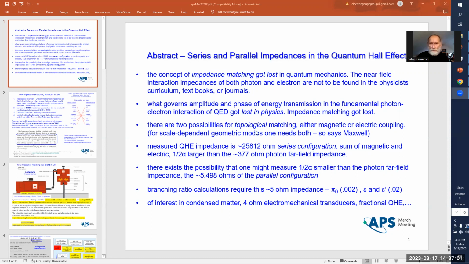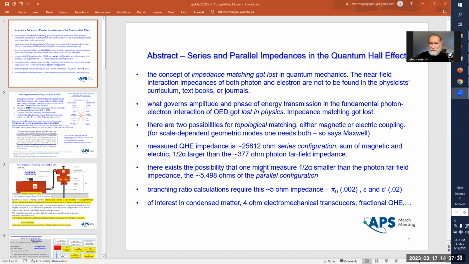There's two possibilities for topological matching, which are either magnetic or electric coupling. For the scale-dependent geometric modes, you need both because Maxwell's equations operate in the causal scale-dependent modes, but in the topological modes, either one. It's just a phase shift. There's no amplitude. No work is done in topological interactions. So the measured quantum Hall impedance is what we see in the series configuration. It's the sum of the magnetic and electric couplings.